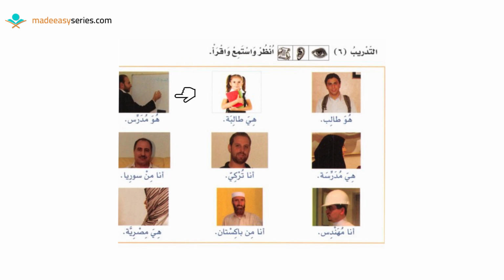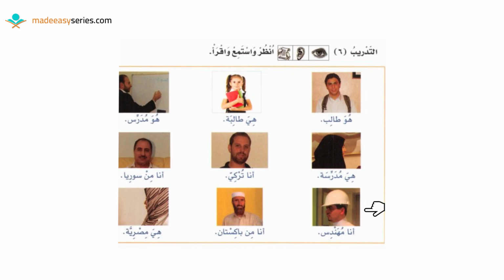Then we have here هو مدرس. هو مدرس means he's a male teacher. And the next one we have هي مدرسة. هي مدرسة means she's a female teacher. Then we have أنا تركي. أنا تركي means I'm Turkish. Then we have أنا من سوريا. أنا من سوريا means I'm from Syria.